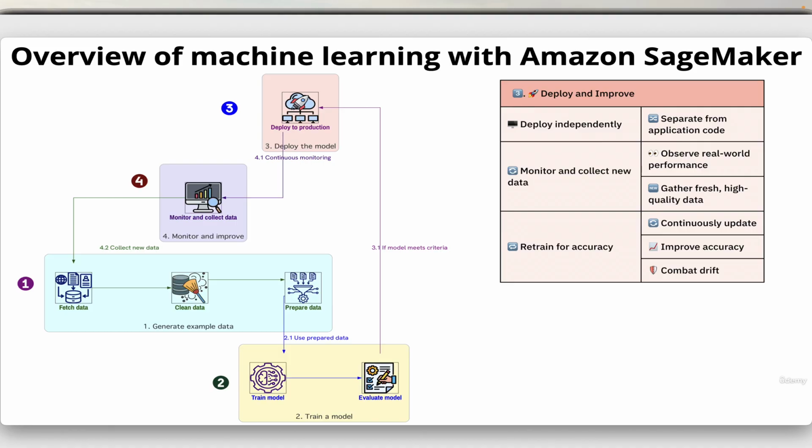Then you have monitor and collect new data. After that you observe real-world performance and gather fresh, high-quality data. So you have the training data and you have trained the model, but now it has gone into production and it will be encountering new real-world performance and fresh data. Then you can retrain for accuracy. Once you have the new real-world data, you can retrain again for higher accuracy. So you continuously update the model with new data to improve accuracy and combat drift.